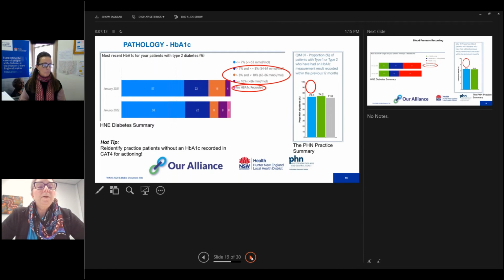So this one is about pathology. So the HbA1c should drop in automatically and be coded so that it's read easily by Cat4 and then transposed into the Alliance report. There are still some patients that haven't had an HbA1c recorded, and then certainly there are a lot that are not at target. And you can see across Australia, there's still 25 to 30% missing. So one of the ideas is maybe not to provide scripts longer than 3 months until a patient attends an HbA1c. That could be motivating to get that recorded.